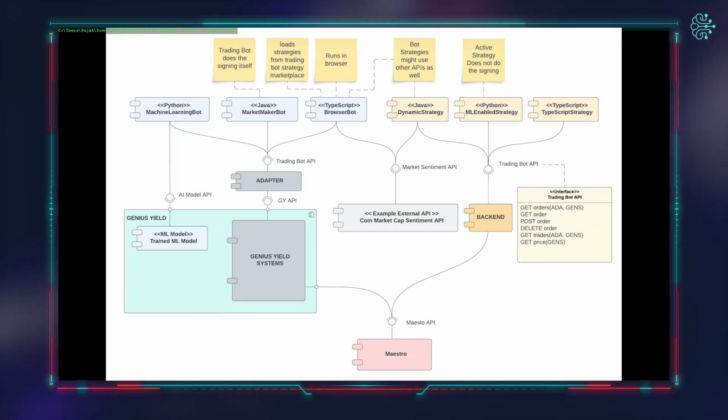And of course, these strategies could also be using some other APIs, not necessarily only the trading bot API. In the logic you're implementing for your trading strategy, you could also be using other APIs. For example, you could use something like the market sentiment API provided by CoinMarketCap, and you could adjust different parameters of your trading strategy based on factors like the current market sentiment, or you could be analyzing news using some AI tools.